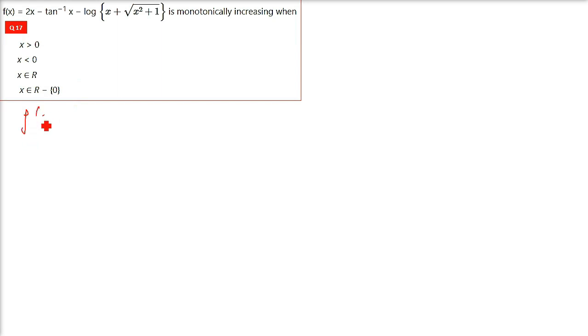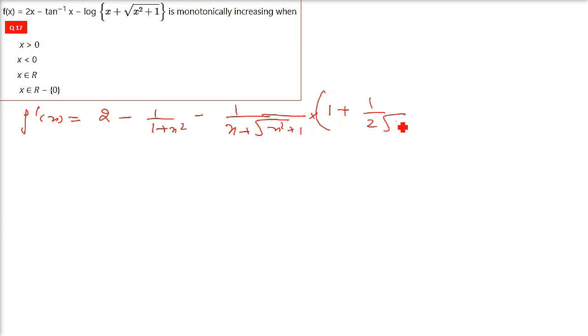So first thing is f dash x. Let us take the differentiation. Differentiation of 2 tan inverse x is 2 by 1 plus x square. Log of anything is 1 by that thing, so 1 by x plus under root x square plus 1. Differentiation of x plus under root x square plus 1 is 1 plus 1 by twice under root x square plus 1, then differentiation of x square plus 1 is 2x. So I've written the differentiation.